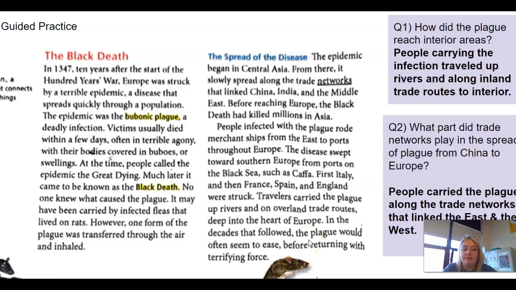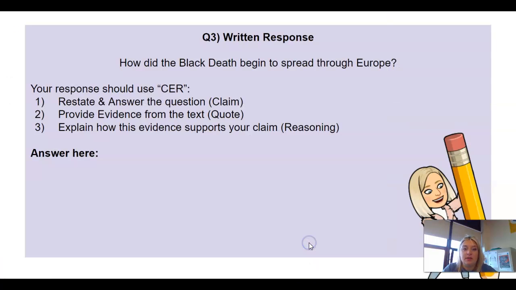Pause if you need to. All right, so our written response is building off of what we just answered. How did the Black Death begin to spread through Europe? We're basically taking what we just read, both parts of it, and summing it up, but having backed up information with our claim, our quote, and our reasoning, which we did the other day using CER, which you use in science all the time. So go ahead and pause the video, answer here.